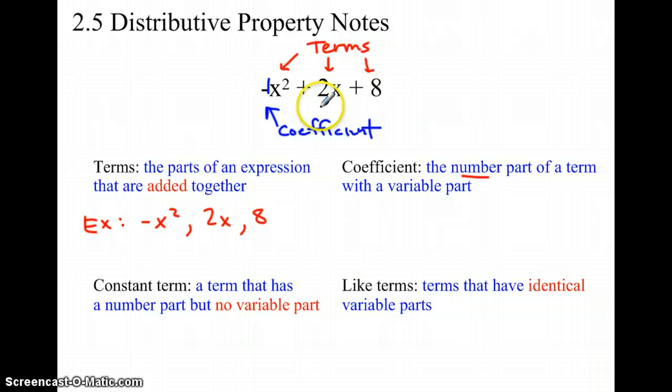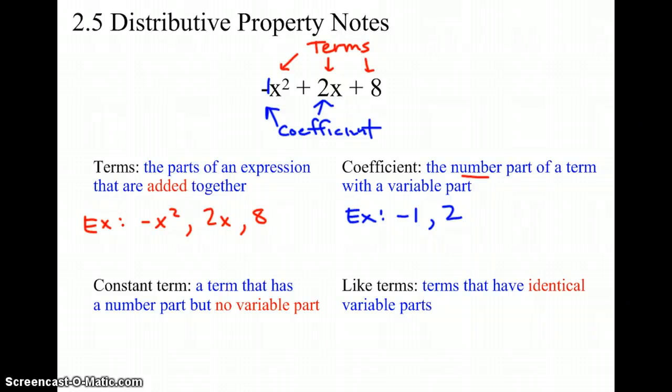And so negative 1 would naturally be our coefficient for that term. Sorry about my handwriting. The coefficient for our second term is going to be the number 2. So if I asked you to list your coefficients, you would tell me that your coefficient is negative 1 for the first term and 2 for the second term. I'm not asking for the entire term when I ask you for the coefficient, so please don't give me the entire term, just the coefficient.